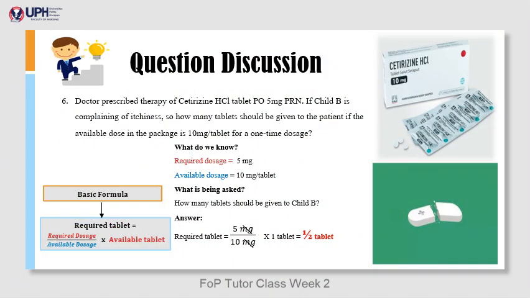So here you have the medication, right? You see it's like 10 milligram a tablet. So the required dosage is only 5 milligram, but available dosage is 10 milligram per tablet. So again, coming to the basic formula, required dosage divided by available dosage times available tablet, it means 5 milligrams divided by 10 milligrams times 1 tablet. So the child will receive only half tablet in one-time dosage for PRN, when it's needed.